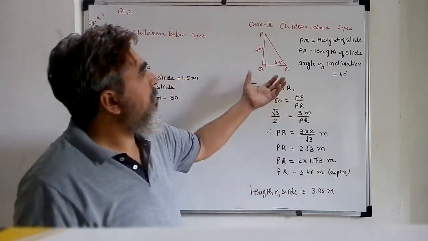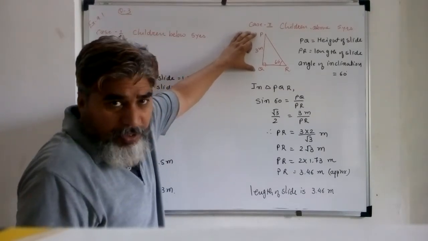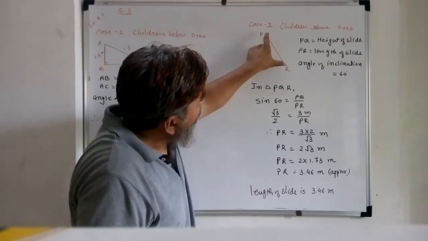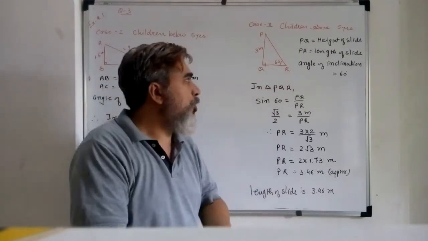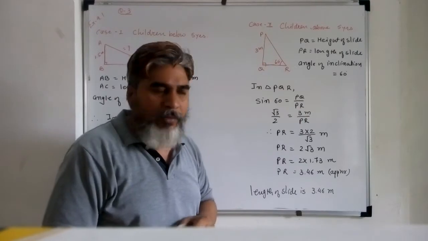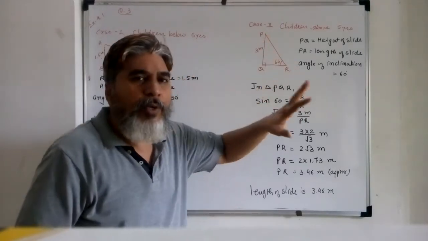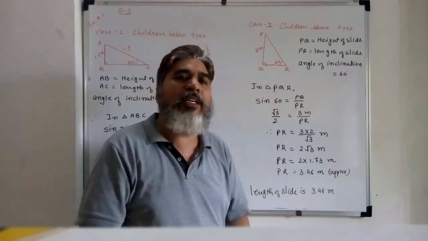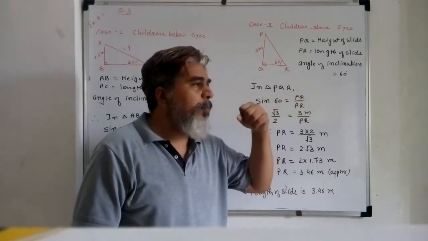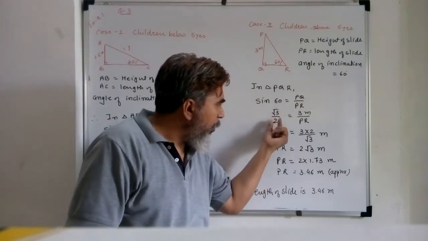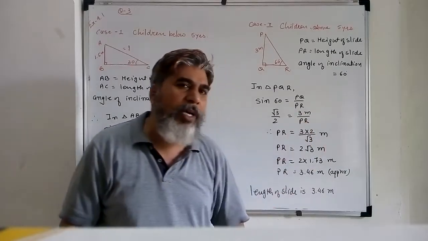In this second case, in this diagram, PQ is the height of the slide, that is 3 meter. PR is the length of the slide that you want to find out, and the angle of inclination given here is 60 degrees. Here also the opposite side is given and you want to find the hypotenuse, so we are again using sine theta. So sine 60 is equal to PQ upon PR, that is root 3 upon 2, the value of sine 60, is equal to 3 meter divided by PR.